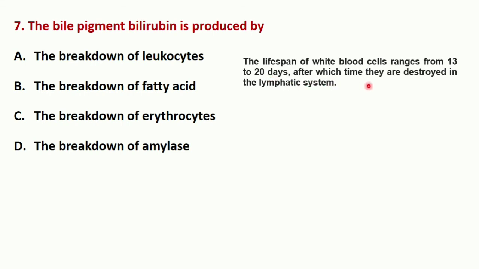So after which time they are destroyed in the lymphatic system. In the lymphatic system they are going to be destroyed, but these leukocytes are not going to produce any bilirubin. In the case of fatty acids, they are broken down into a carbon unit, that is acetyl-CoA, in the metabolism of fats, but we cannot observe any generation of bilirubin.